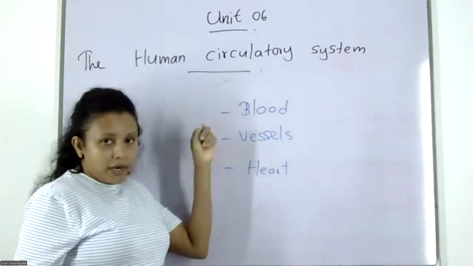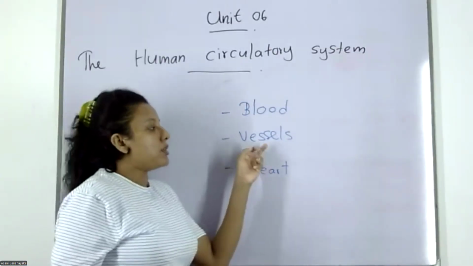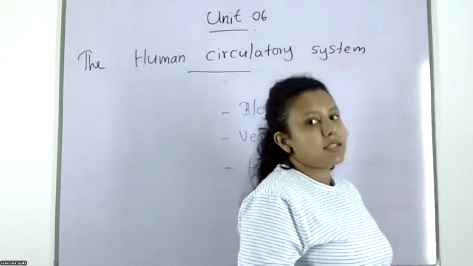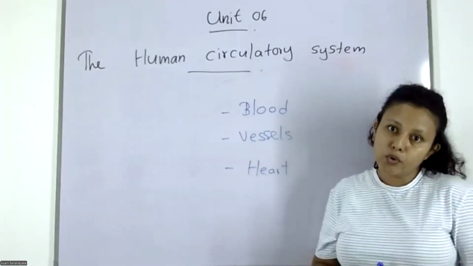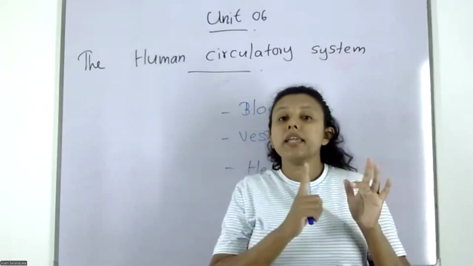We discuss blood a bit in this lesson, and we discuss vessels. When we come to vessels, we discuss three types of vessels in our human body: arteries, veins, and capillaries.